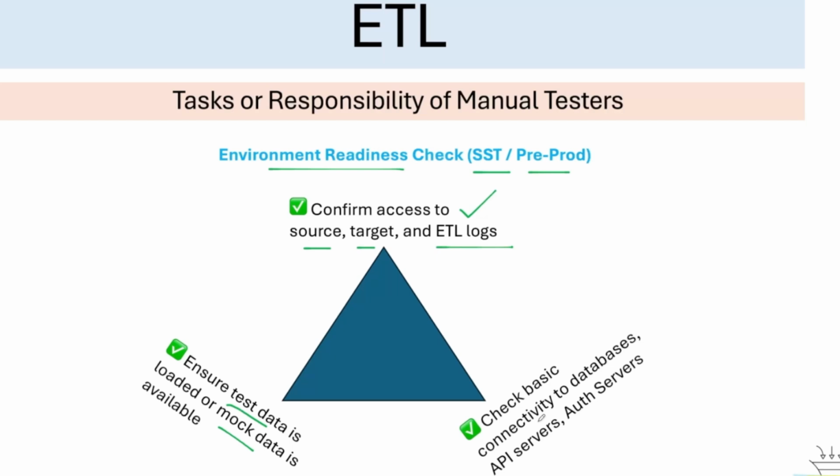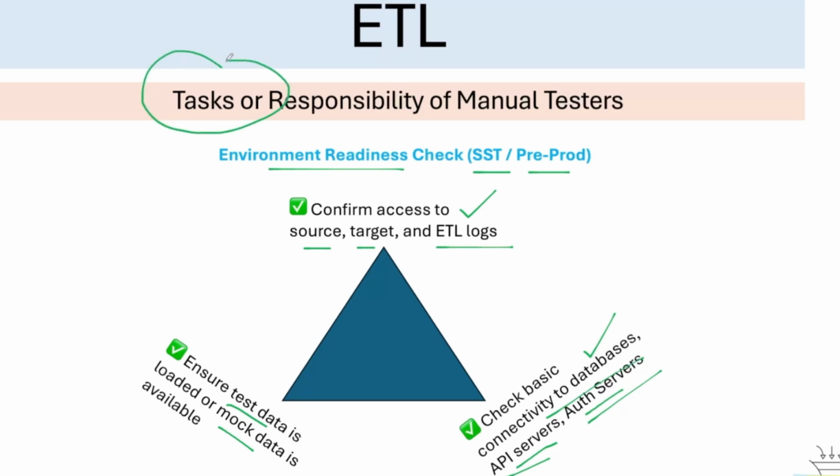Check basic connectivity to databases, API servers and auth servers. So before you start testing, make sure independently that these API servers and databases are working. Like you can check API server connectivity via Swagger document, auth server connectivity via Swagger, databases via your SQL Developer or DBeaver or DataGrip, which we have already covered in the earlier video. Have a look at it.